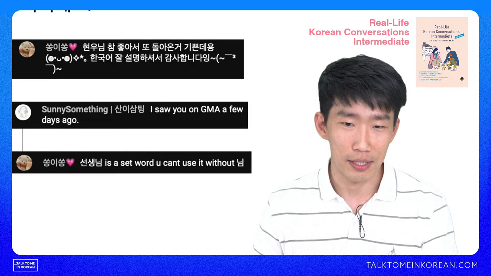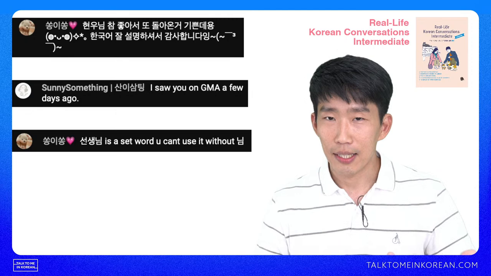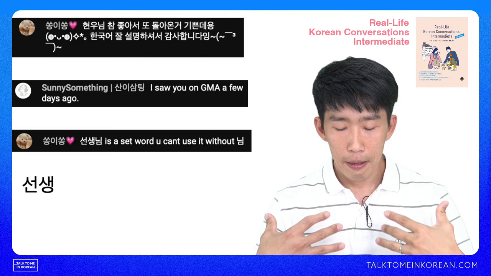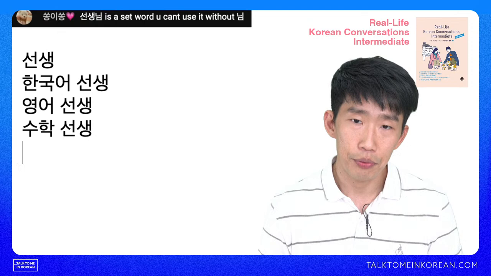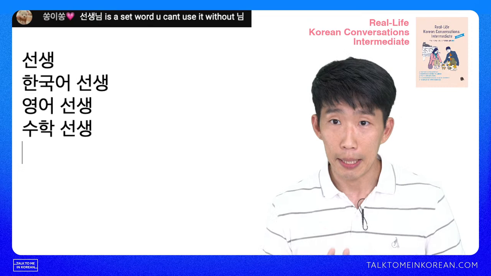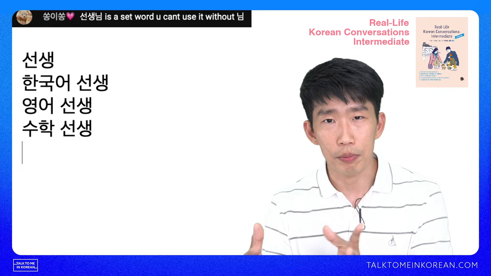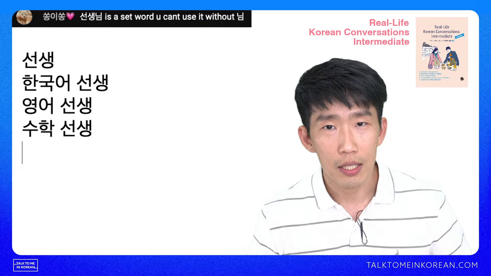And Song Yi Song also wrote, 선생님 is a set word, you can't use it without 님. Well, in fact, you can in certain situations. So 선생 is the job title, like, for example, 한국어 선생, 영어 선생, 수학 선생. So in principle, if you want to identify yourself as a teacher, you cannot call yourself a 선생님 because 님 is an honorific suffix that you add after somebody's name or somebody's job title or a social title. So in principle, you need to say that you are a 영어 선생. 저는 영어 선생이에요. 저는 수학 선생이에요. You need to say it like that.